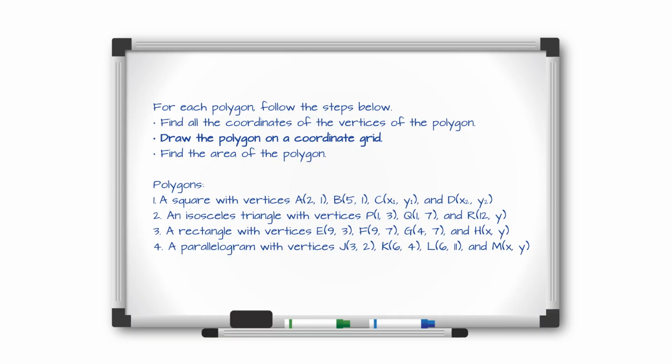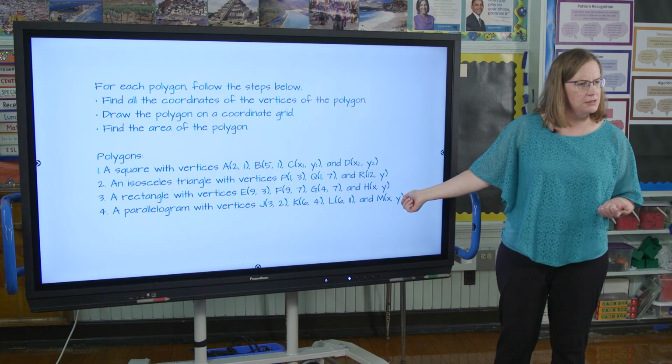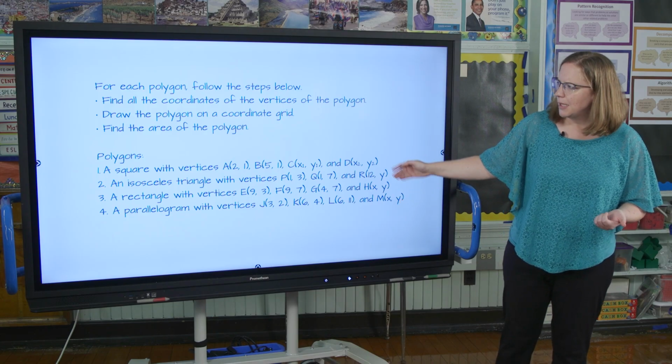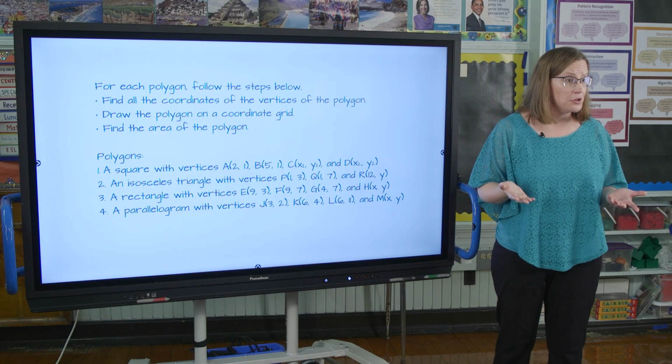What if we decomposed even more? So even though this problem is already in parts, can we break any of those parts into even smaller pieces and maybe just do some of them? So instead of finding all the coordinates of the vertices of the polygons, is there even just one in here that you have a strategy to find? And maybe you can't draw the whole polygon on the coordinate grid yet, but are there parts of it you can draw?